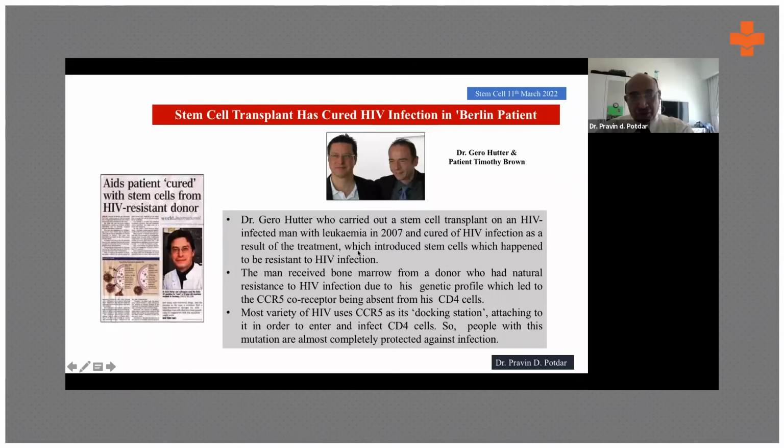So the donor is HIV resistant, and that's why they have given it to this patient. The man received bone marrow from a donor who had natural resistance to HIV infection due to his genetic profile, which leads to the CCR5 co-receptor being absent from his CD4 cells. Most varieties of HIV use CCR5 as their docking station, attaching to it in order to enter and infect CD4 cells. So people with these mutations are almost completely protected against infection.